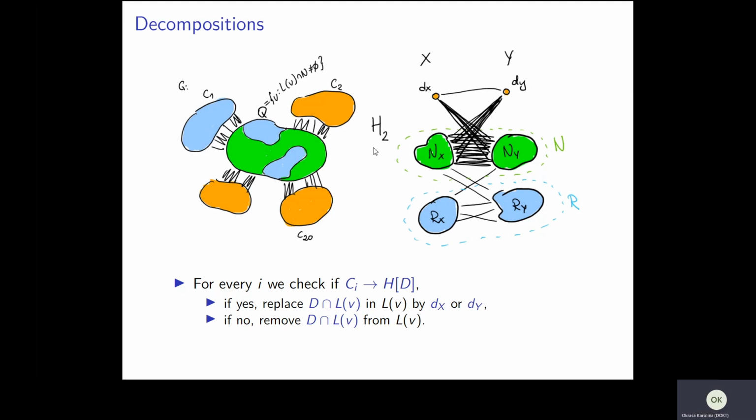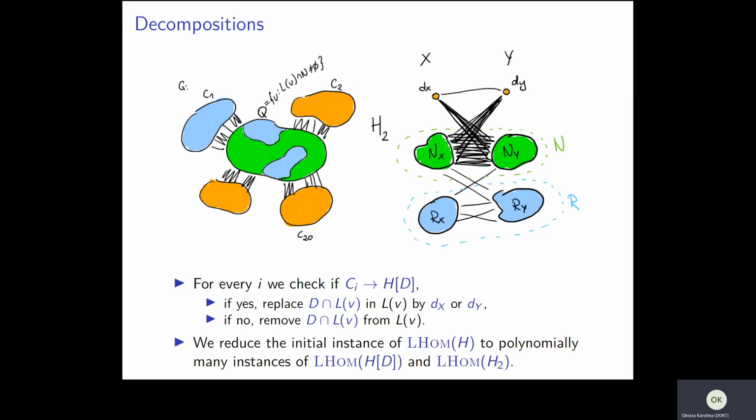Great, and okay, we already observed that H2 is an induced subgraph of H, and H of D is also an induced subgraph of H. So we reduced our problem to polynomially many instances of those two problems, and we can just keep decomposing those obtained graphs until they become bipartite graphs or undecomposable graphs, which here means that either it doesn't have such a decomposition, or it has a trivial one, in which the X and the D sets are just singletons.